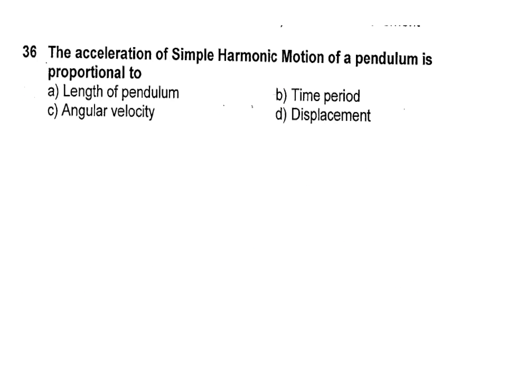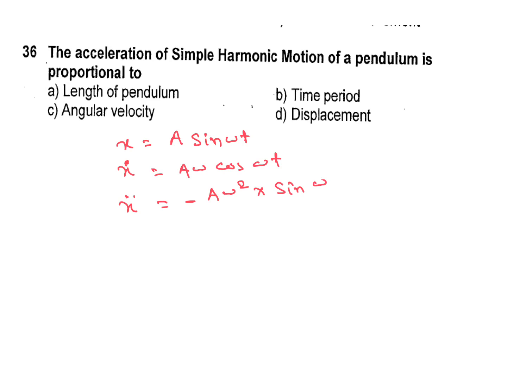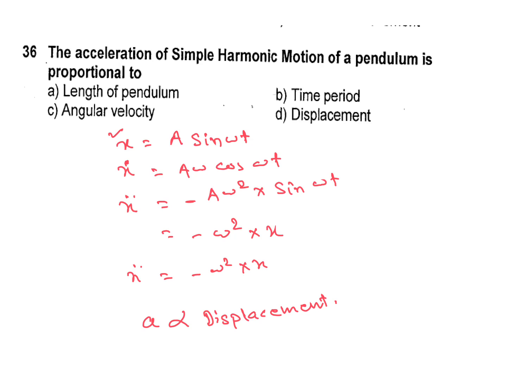The acceleration of simple harmonic motion of a pendulum is proportional to... SHM is very important. So first displacement is A sin omega t, velocity is A omega cos omega t, first derivative, and second derivative is acceleration, minus A omega square sin omega t. Here omega square into A sin omega t is displacement, so x double dot is minus omega square into x, our displacement. So x double dot, acceleration, is proportional to displacement or x. So from here D is our answer.